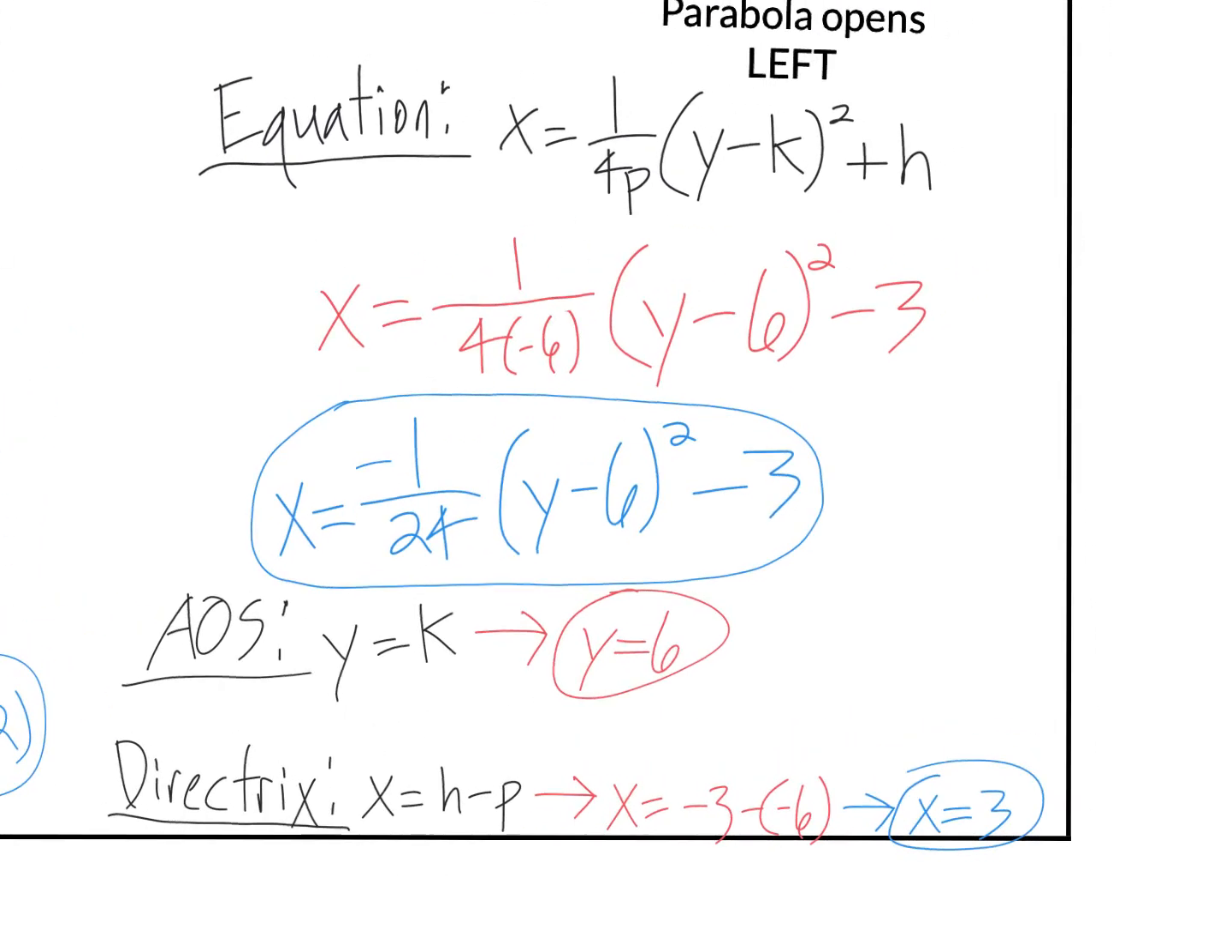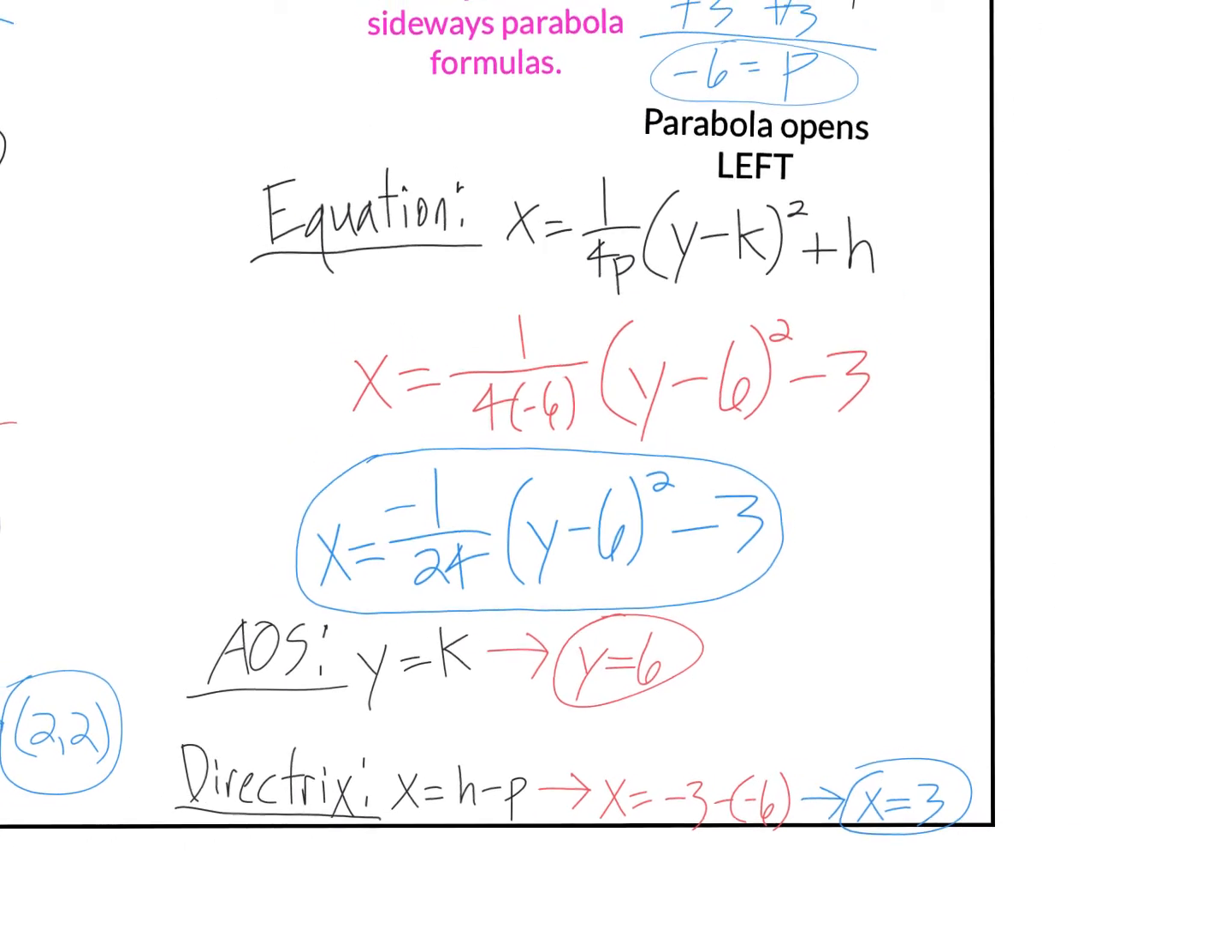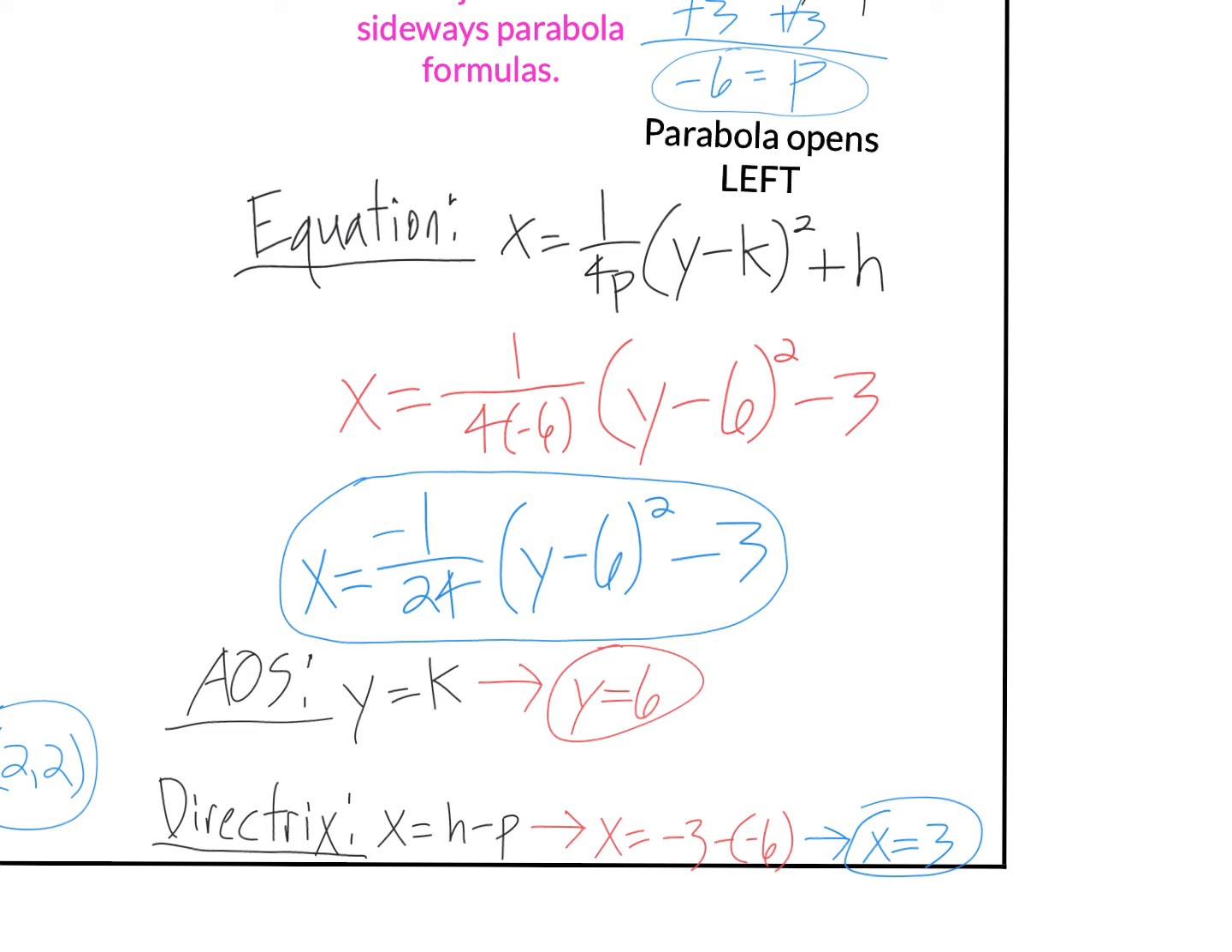Move on to the axis of symmetry. It's y equals k, k was 6, that's all there is there. And then the directrix, x equals h minus p. So my h was -3 and my p was -6. If you're minusing a negative, it's the same thing as adding. So -3 plus 6 is +3.